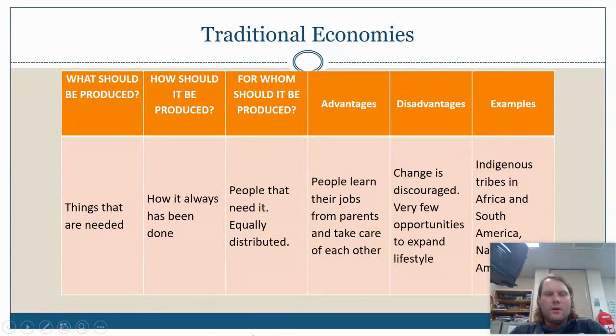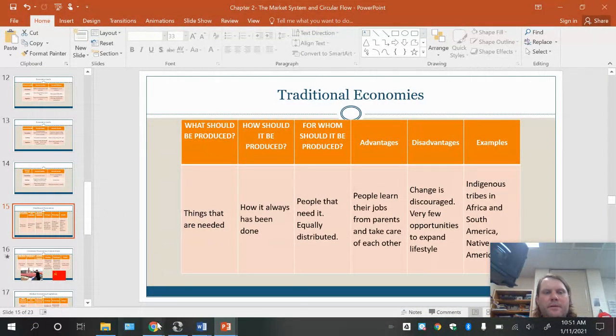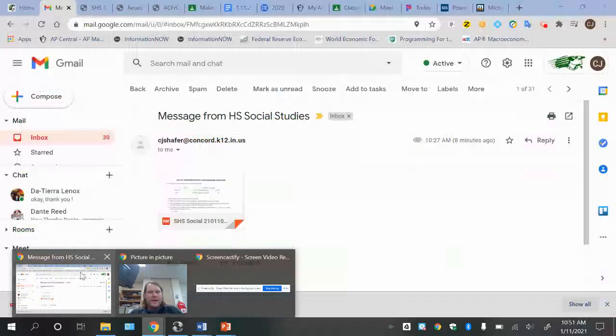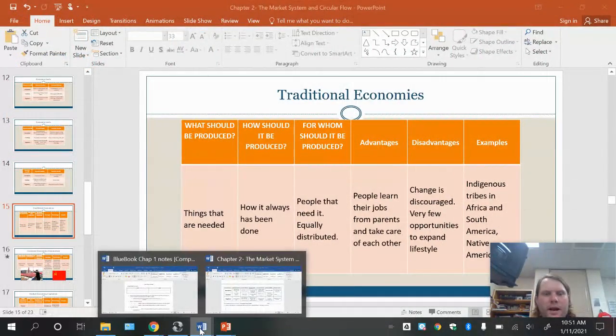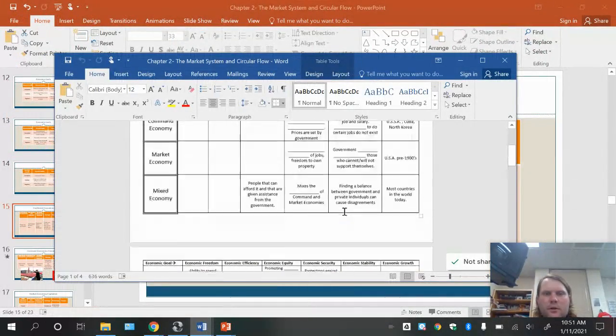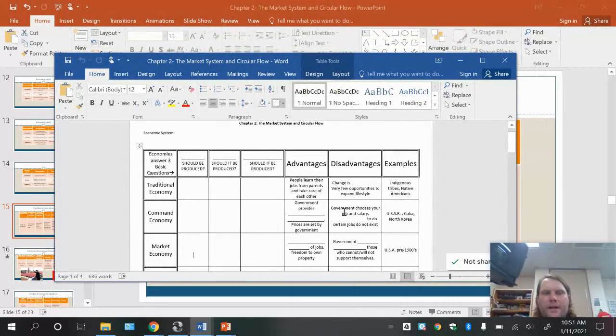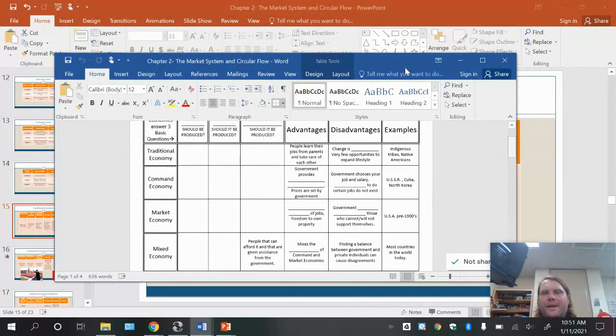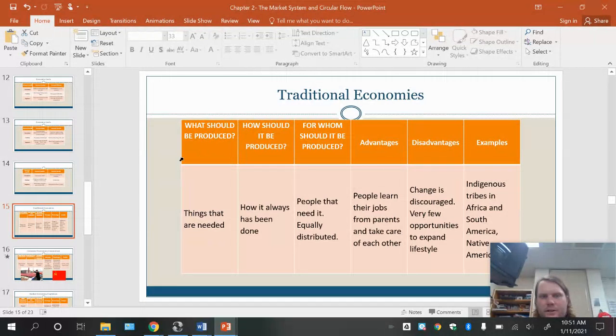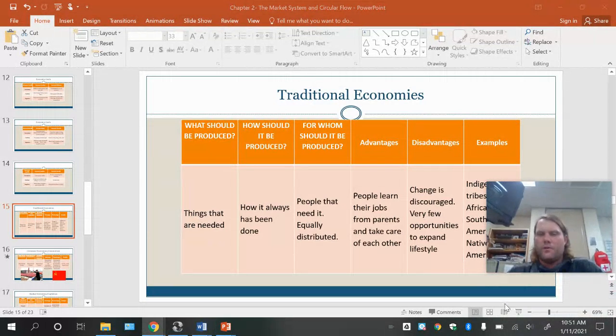Okay, so next up, we are going to the types of economies in the world. And here's where we are on your notes. We're back on this front page. Just like anything else, you can see these are the things that we've got to fill in across the top. This is traditional economies. We're going to answer these questions as we go forward.